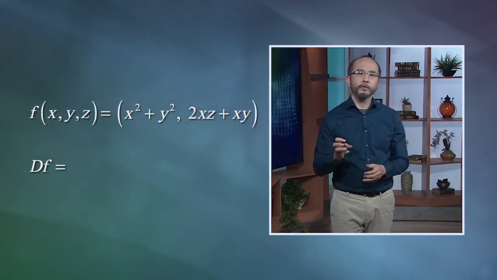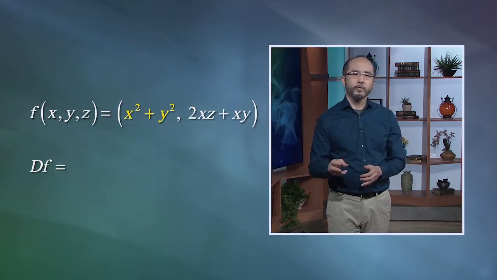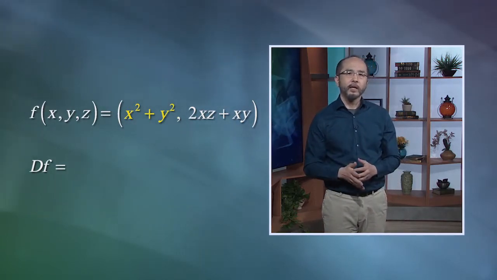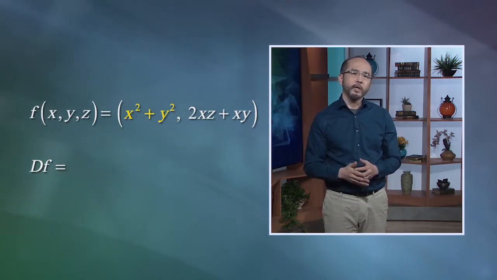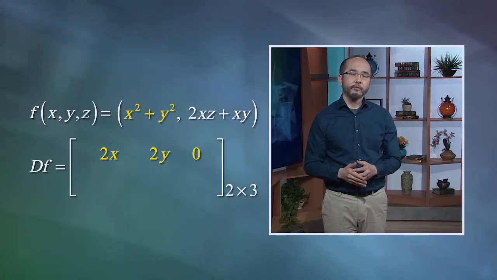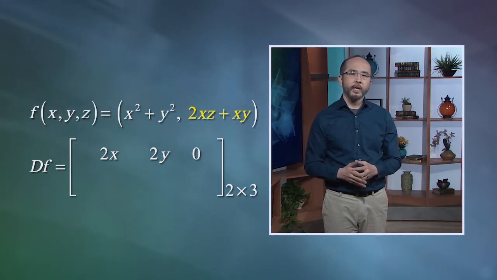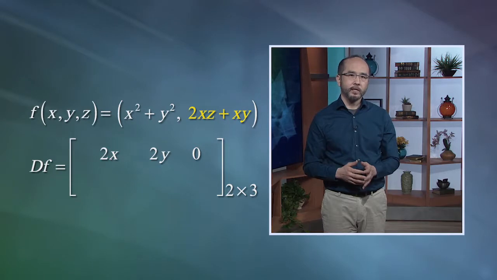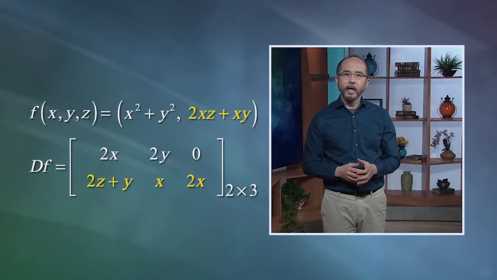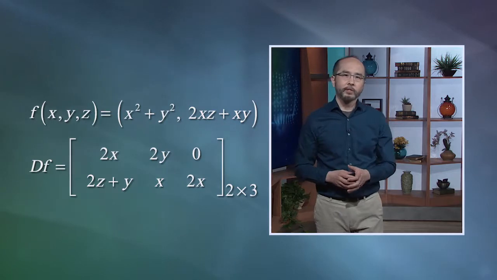Then we can compute the partial derivatives. Notice that all along the first row of Df, we are taking the derivative of x squared plus y squared with respect to x first. Then we do it again with respect to y, and then again with respect to z. So that's 2x, 2y, and 0 in the first row of Df. Similarly, the derivative of the second function, 2xz plus xy, with respect to x, y, and z, gives a second row of Df as 2z plus y, x, and 2x. So Df is this 2 by 3 matrix.